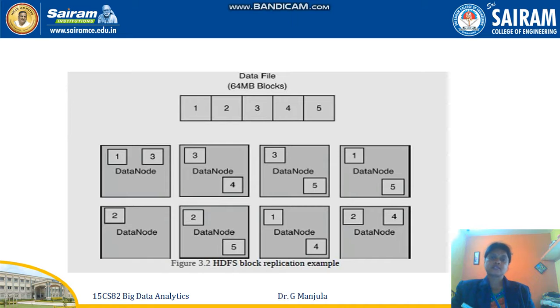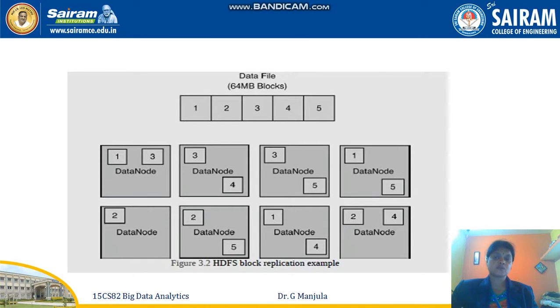Imagine, now you can see this diagram. There is a data file made of 64 MB blocks. You can imagine blocks from 1 to 64 are there. Each block is spread across a different set of data nodes. This is an HDFS block replication example. There are blocks 1, 2, 3, 4, 5. Now you see one data node cannot contain all the blocks.